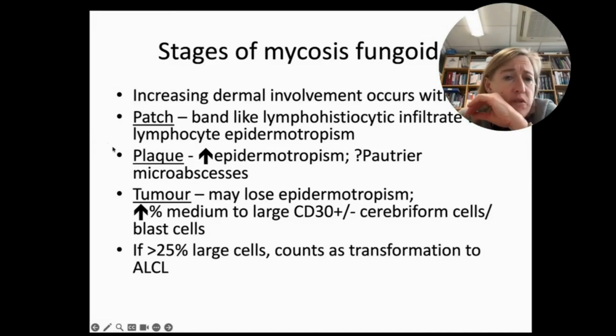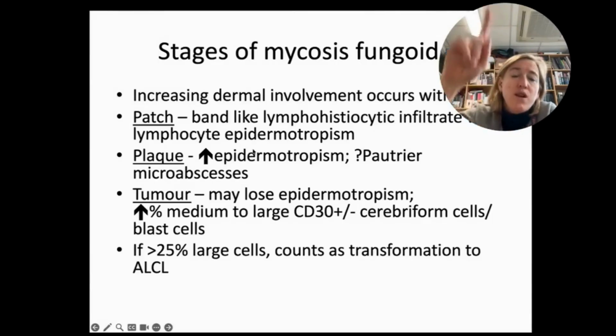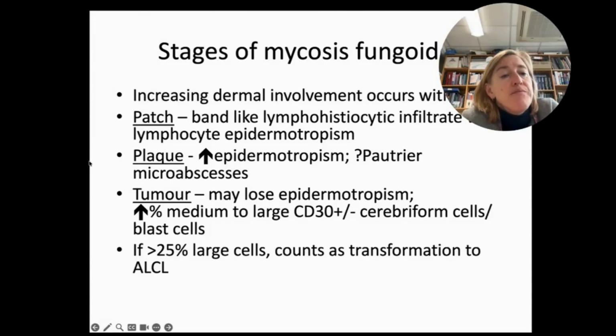By the time you get to the tumour phase of mycosis fungoides, there's often no remaining epidermotropism, so you don't know that it started out as mycosis fungoides, which can make classification difficult. More of the cells may be medium or large in size, and there's more CD30 expression, or cells that are so-called cerebriform, that's sort of brain-shaped, which means they've got a wiggly edge, or blast-like cells. But if you get more than 25% of the cells looking large, that actually counts as transformation of mycosis fungoides to anaplastic large cell lymphoma.